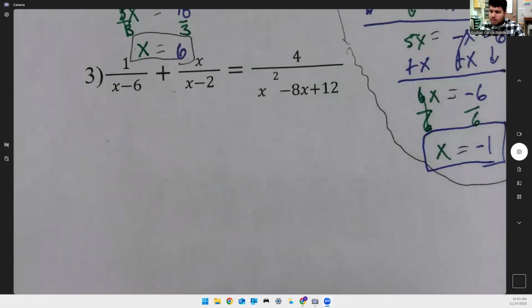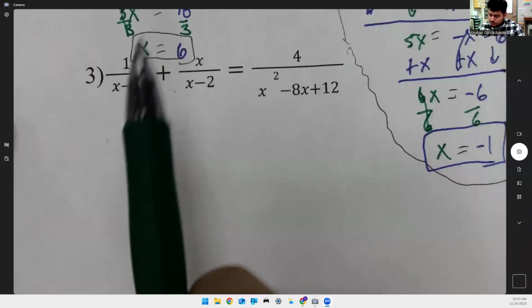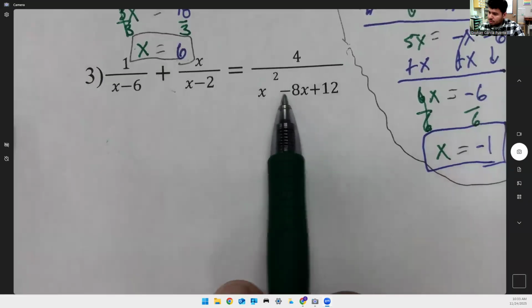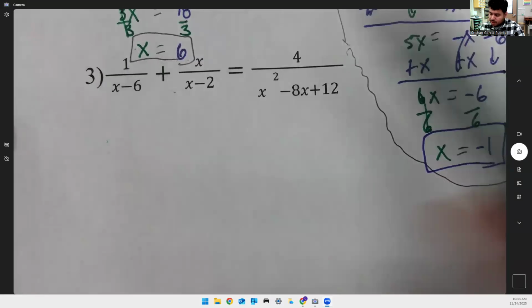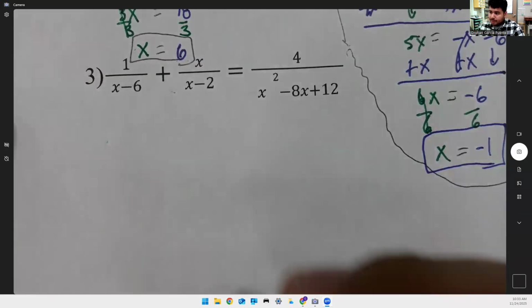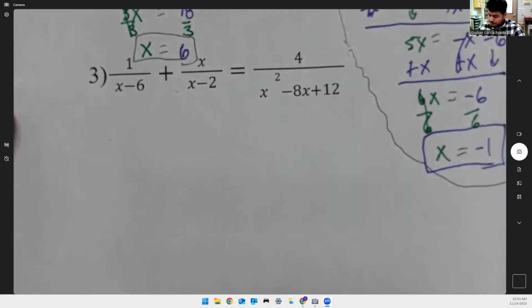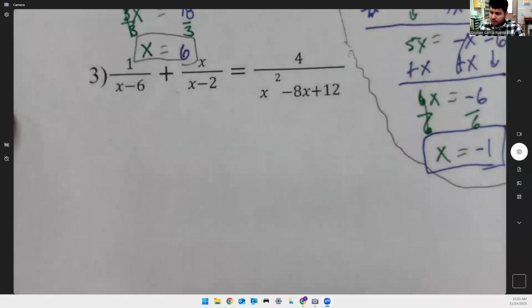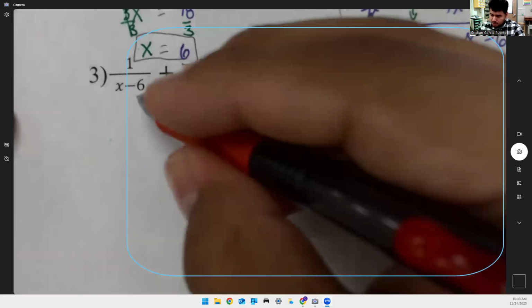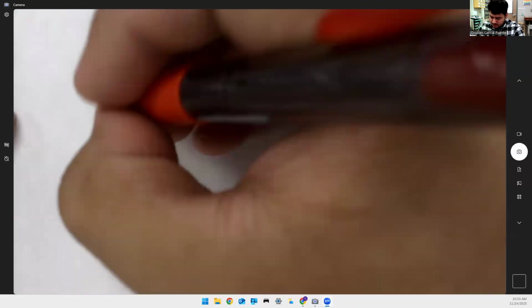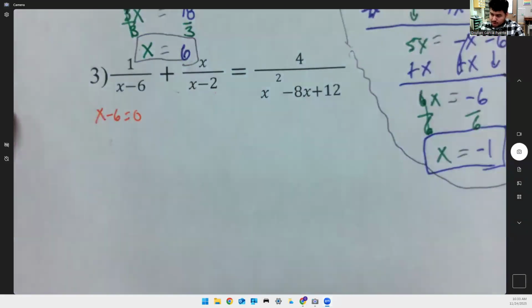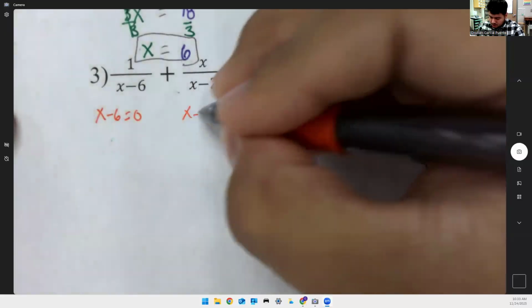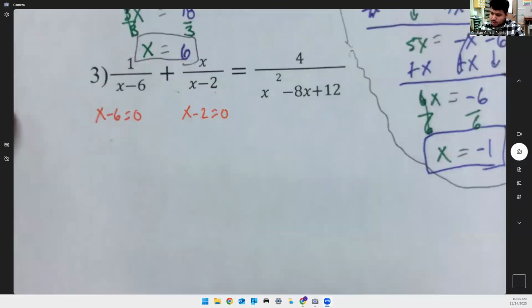So just a heads up, usually you would have to factor this out, but just know that when you factor this out, it's going to give you x minus 2 and x minus 6. So you don't have to worry about that. So all we're going to do is start the same way, find our excluded values. So over here, your first denominator is x minus 6. So make x minus 6 equal 0. The second denominator is x minus 2. So make x minus 2 equal 0. And then just solve for x.